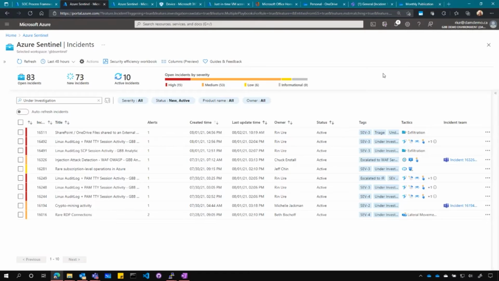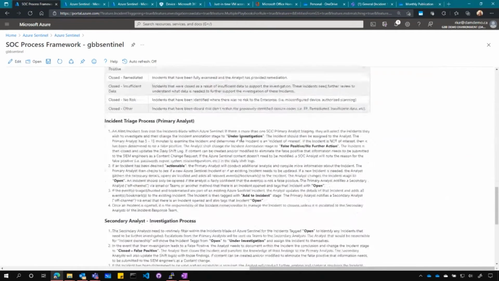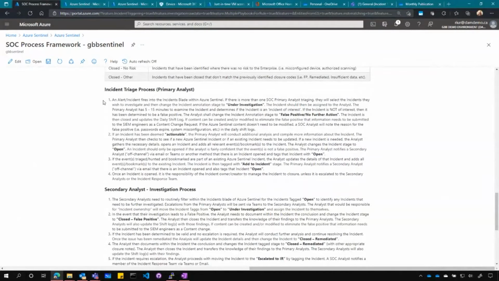All right, pivoting back a little bit more, our incident triage process, the way that we are thinking about it and are calling this out, this really is the primary analyst's responsibility. So this would be a level 1 analyst, a tier 1 analyst, right? They're coming in and they're looking at the incidents and alerts, and they are applying the right triage process, and they're taking on whether or not it should be triaged, if it should go in under investigation, if it's a false positive, apply no further action, if it is deemed actionable, right, that they need to conduct the type of analysis and compile more information.